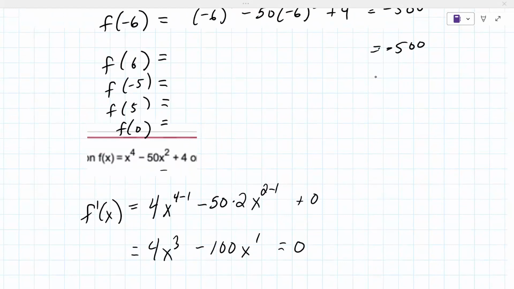So f of -5 is -621. F of 5 is -621. And then f of 0 is 4.